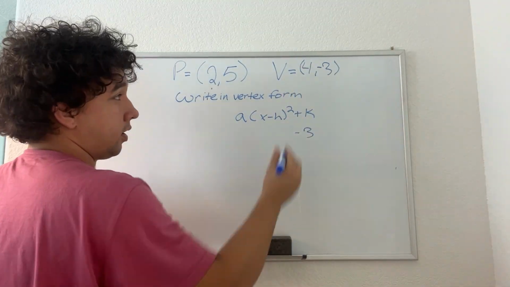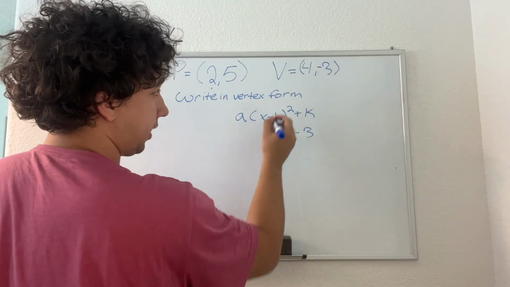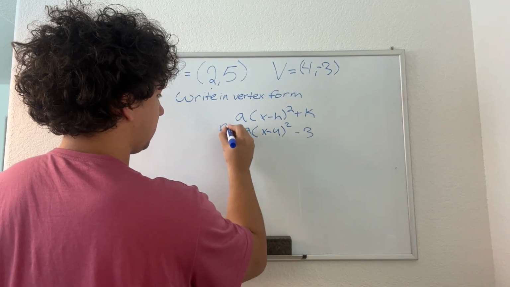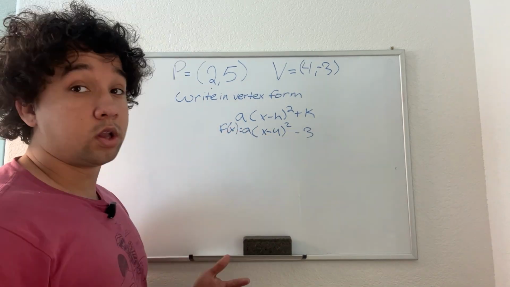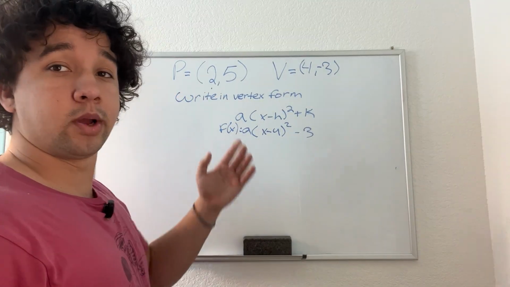And then my x value here is my horizontal shift. In this case, it's 4. So I'm gonna just replace h with 4. So let's say f of x is equal to a times (x minus 4) squared minus 3. We're close, we're close. The only issue is I don't have a, but that's what this point provides us.